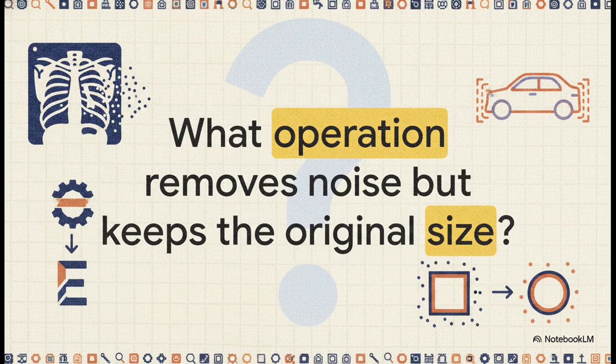So now you know exactly how computers clean up the visual world, from fixing scanned documents to helping self-driving cars stay on the road. And I'll leave you with this final thought. As modern AI models get more and more incredibly complex, how might these foundational, pixel-perfect logic rules hold the key to building vision systems that we can actually trust?